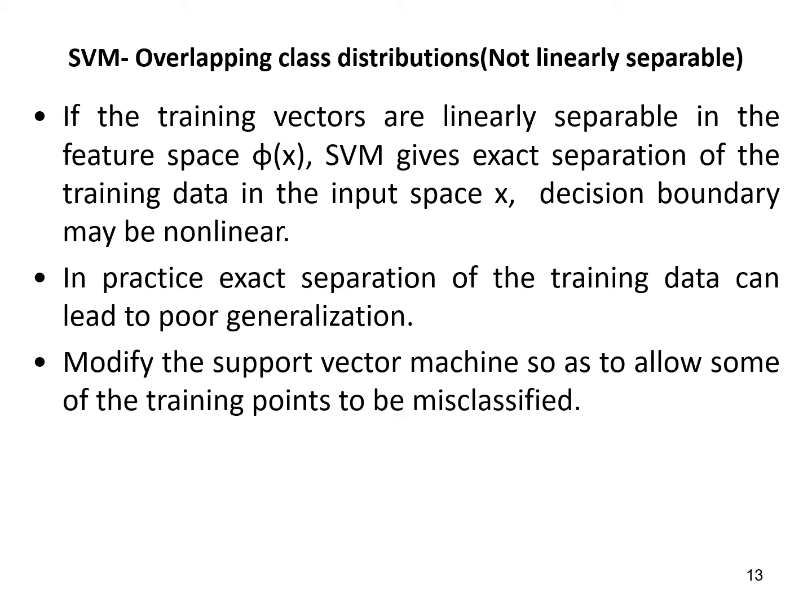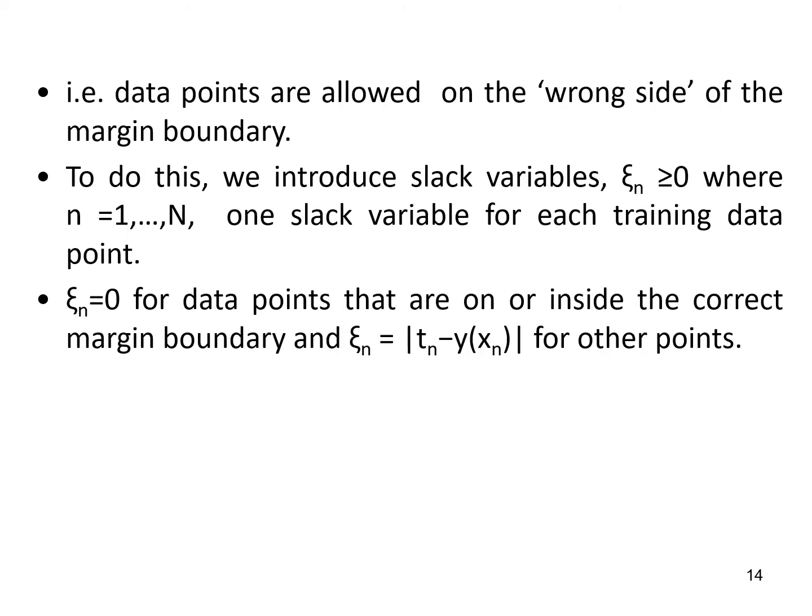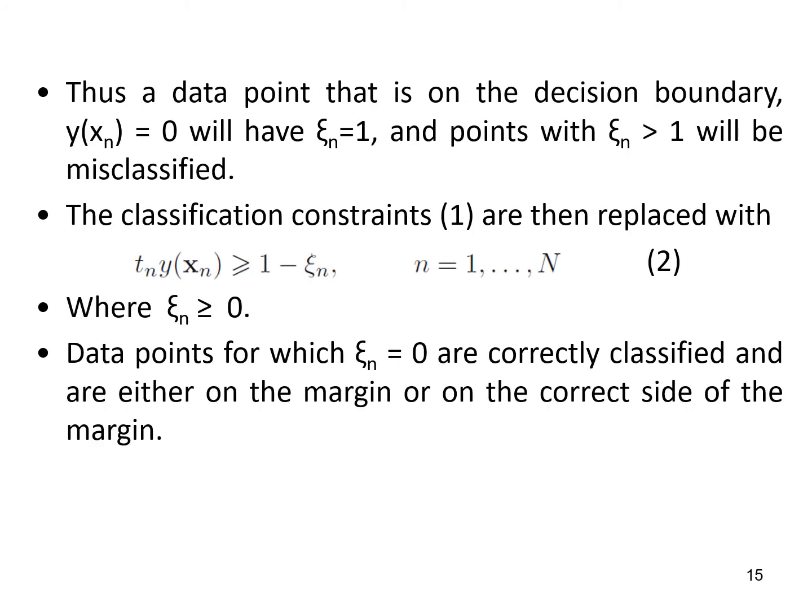So we can modify the SVM so as to allow some of the training points to be misclassified. That is, data points are allowed on the wrong side of the margin boundary. To do this, we introduce slack variables xi n greater than or equal to 0, where n equal to 1 to N. That is, one slack variable for every training data point. xi n equal to 0 for data points that are on or inside the correct margin boundary, and xi n equal to magnitude of tn minus y(xn) for other points. Thus, a data point that is on the decision boundary y(xn) equal to 0 will have xi n equal to 1, and points with xi n greater than 1 will be misclassified.